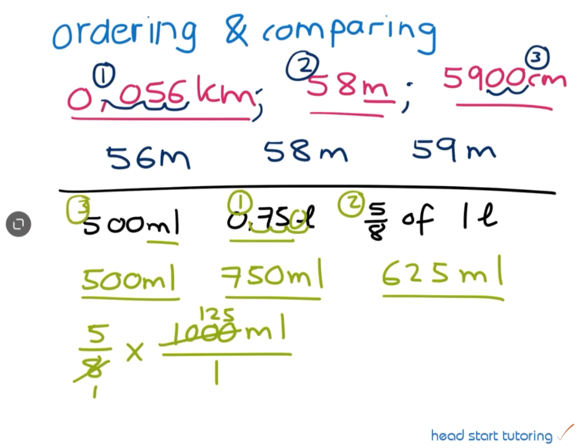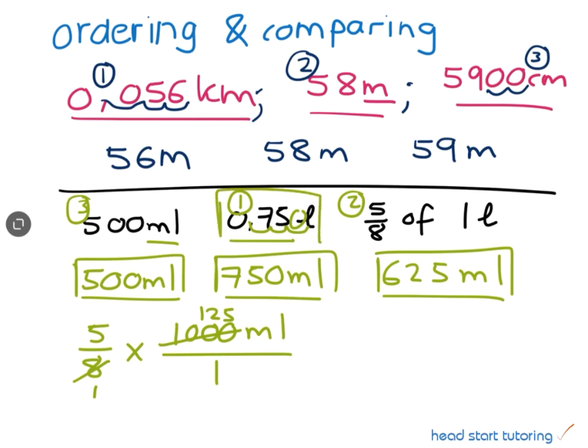So again, it's very important for you to use these conversions for working out purposes, but when you write your answer down, you've got to write down the actual measurements that they gave you in the first place. So we would first have 0.75 liters, then 5/8 of 1 liter, and then 500 milliliters, and that would be arranging these measurements in descending order.